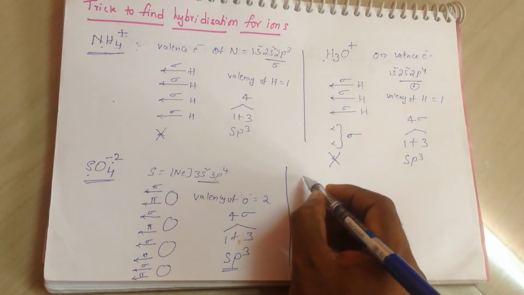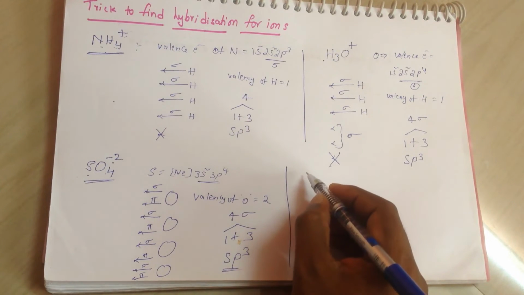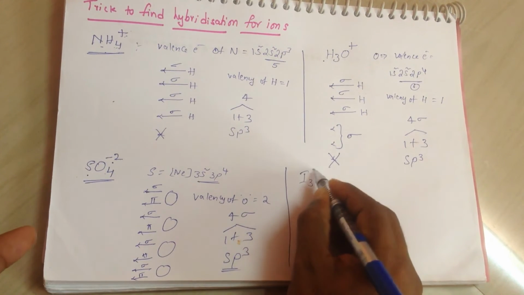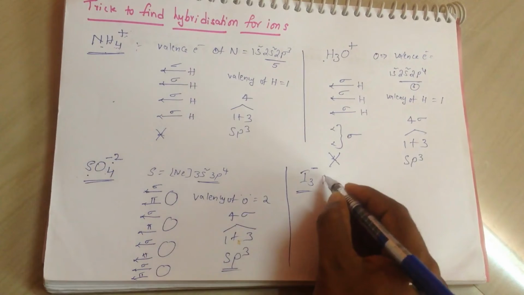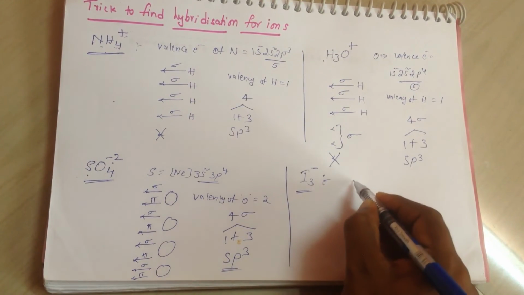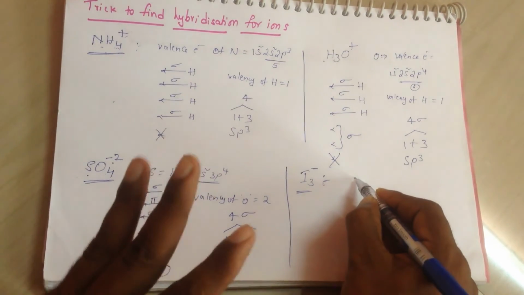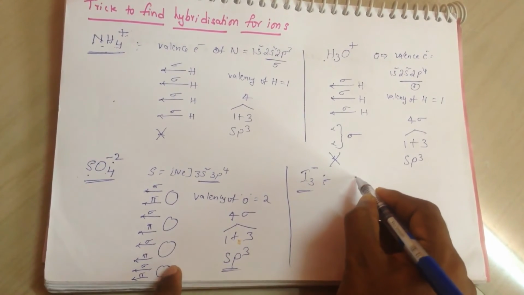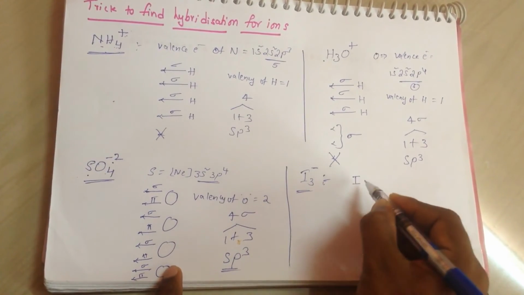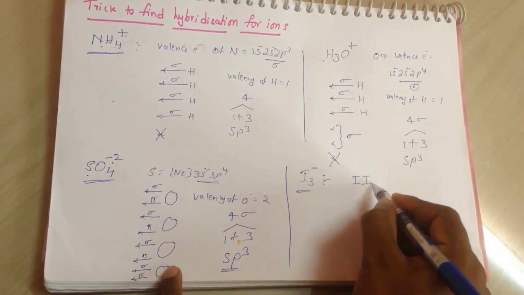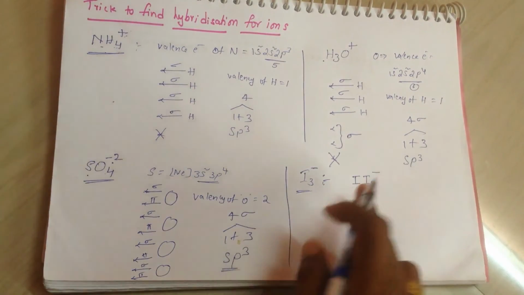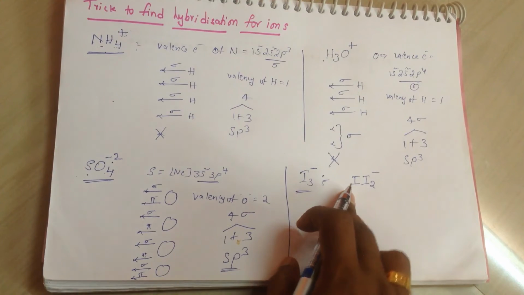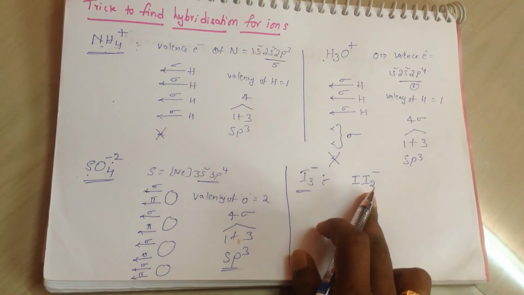In the last class, in the last explanation, I gave the example I3 minus. So how do we do this type of molecule's hybridization? See here. First you have to write that there are 3 iodine atoms present here. Out of 3, first take 1 iodine separately and the remaining 2 as I2 minus. Now the process is the same. One iodine acts as the central atom and the remaining iodines act as attached atoms.